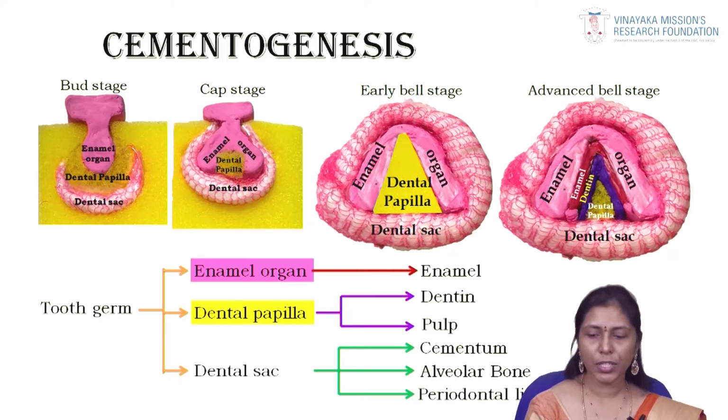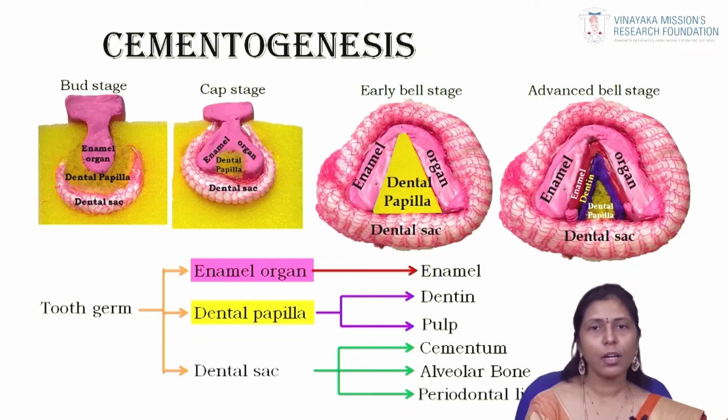So you can see in this picture the varying stages of how the enamel organ, from the bud shape, is going to have a cap shape. So in the cap shape you can see the dental papilla is located within the cap of the enamel organ. The dental sac is going to surround the enamel organ and the dental papilla.